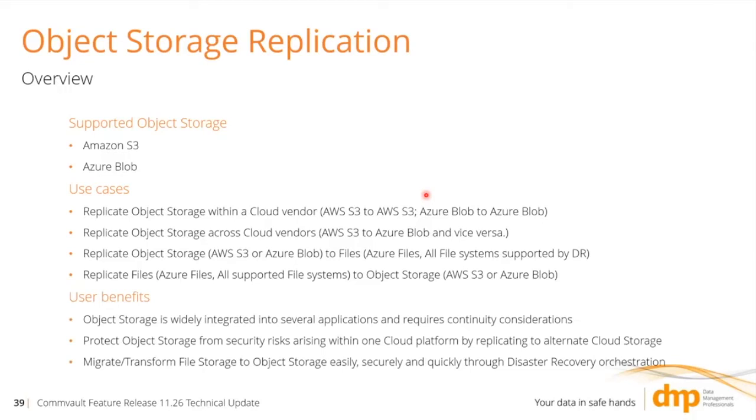So what are the benefits here? Well, object storage is now widely integrated. Applications also in the cloud require continuity in their availability. And protecting object storage is also required for security, and to make sure that it is also available on alternate cloud storage. So if something happens on one of the cloud vendors, you have your applications running using the object storage. There's an easy way to actually set it up also on another cloud storage to make sure it's still available.